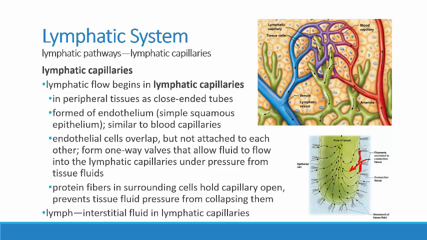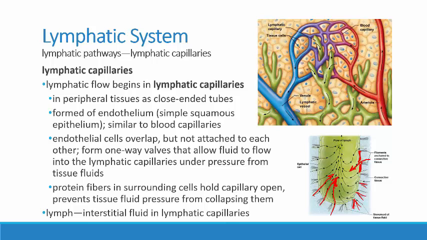And there are also these little protein fibers here that are anchored both to the cells and to the peripheral tissues out there that hold the lymphatic capillary open, and so that prevents all of the tissue pressure, the hydrostatic pressure there in the tissues, from causing the lymphatic capillaries to collapse. And so as this excess fluid moves from the tissues into the lymphatic capillaries, it forms the fluid that we refer to as lymph.